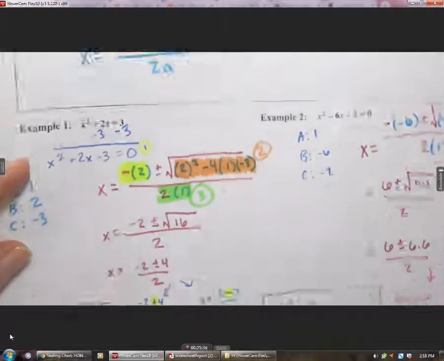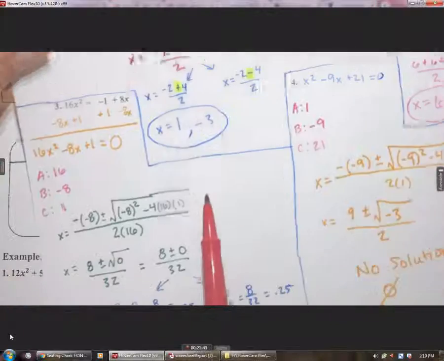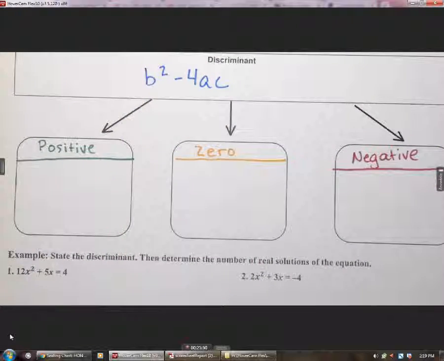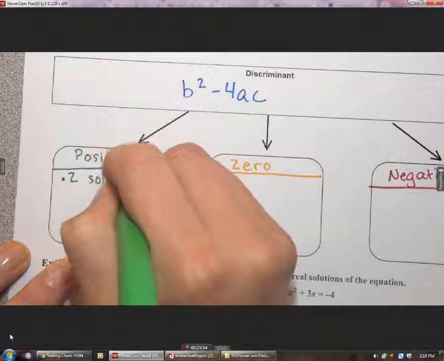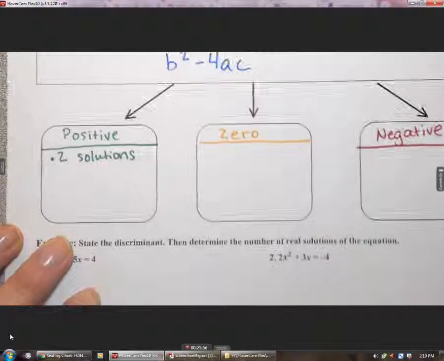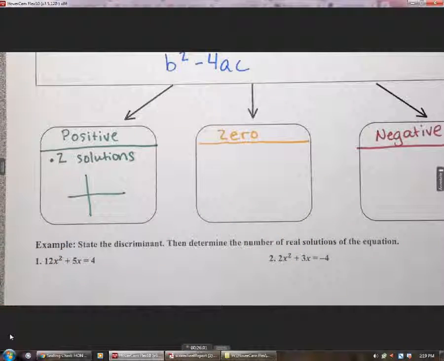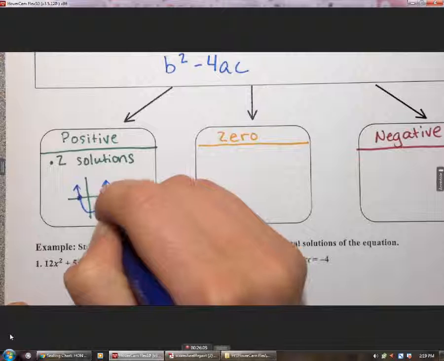So up here, what was the discriminant in this equation? 16. Is 16 positive, negative, or 0? Positive. How many answers did we get? 2. So whenever the discriminant is positive, you will always have 2 solutions, and your graph is always going to look something like this, where it crosses the x-axis twice.